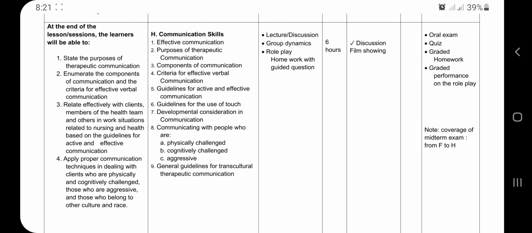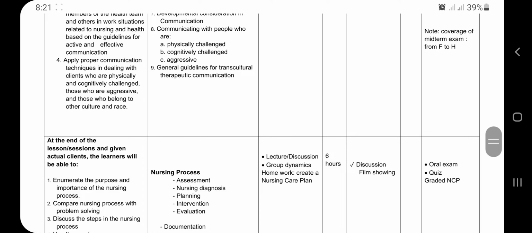Yung pag sabihin natin physically challenged, may pagkukulang sa kanilang pangatawan, if they are persons with disabilities, okay, or if they are cognitively challenged, meaning meron silang problems with their cognition or with their mental state, and we have also aggressive patients. And then general guidelines for transcultural therapeutic communication. It's very important that we respect different cultures in this profession.